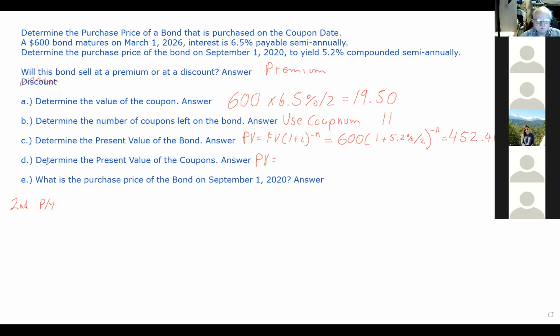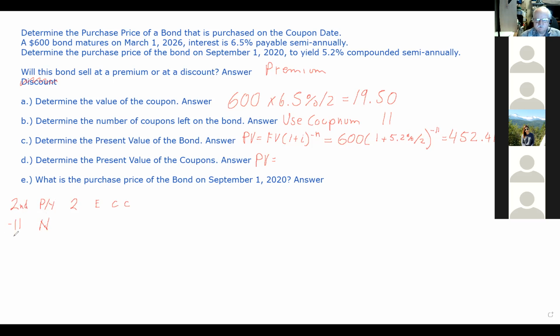It's semi-annual, so this would have to be 2. Enter, and clear. N would be, can we put negative 11 into N? Wonder if that'll work.